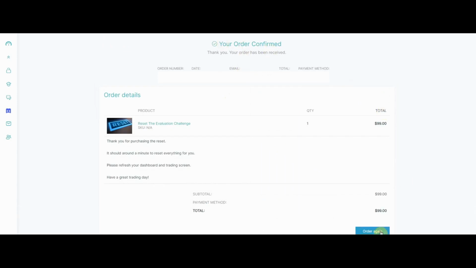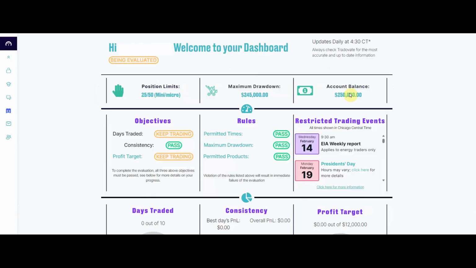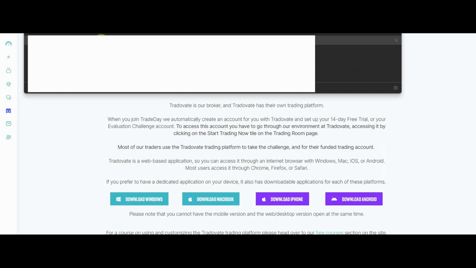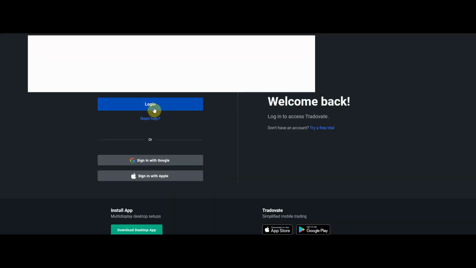We can see that it's all been paid for. I'm just going to go back to the evaluation dashboard, and we can see here that it's back to square one. Days traded, keep trading, and it says 0 out of 10 and $0 profit target. So that means I'm ready to go. All I have to do is head over to TradeDay and start trading.